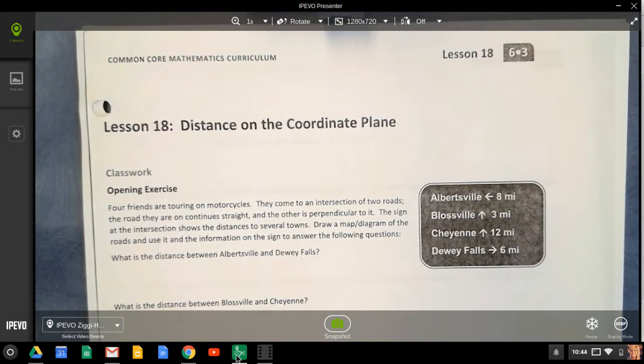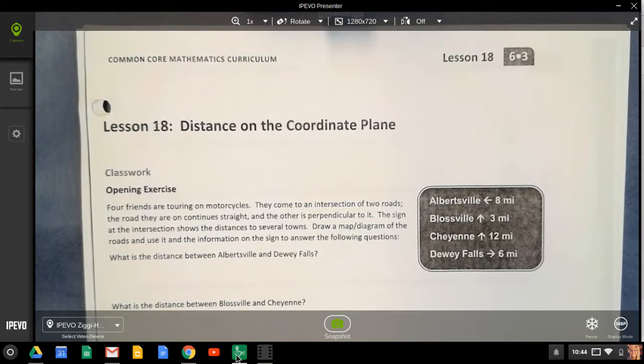So our opening exercise here is based on 4 friends touring on motorcycles. They come to an intersection of 2 roads. The roads they are on continue straight, and the other is perpendicular. The sign at the intersection shows the distance to several towns. Draw a map or diagram of the roads and use it and the information on the sign to answer the following questions.